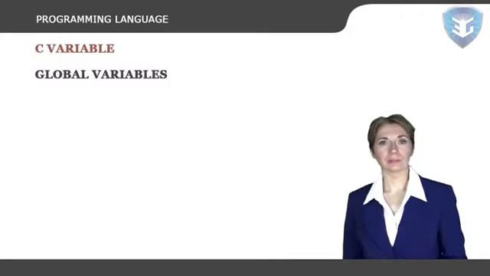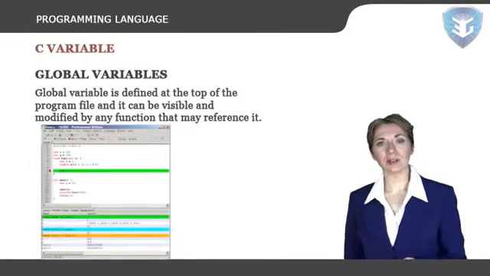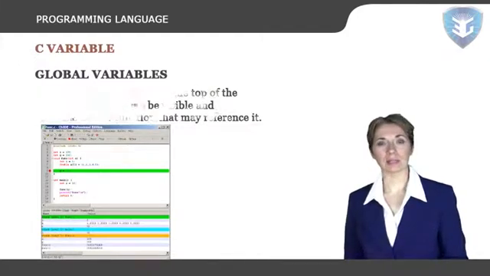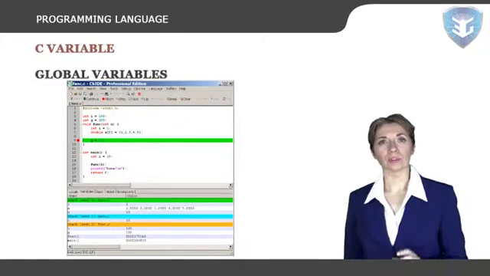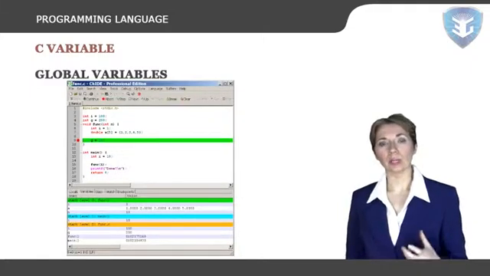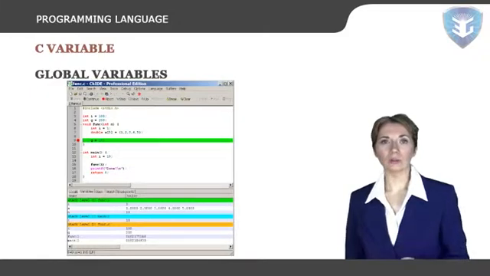Global variables. A global variable is defined at the top of the program file, and it can be visible and modified by any function that may reference it. Global variables are initialized automatically by the system when we define them. If the same variable name is used for a global and a local variable, then the local variable takes preference in its scope. But it is not a good practice to use global variables and local variables with the same name.